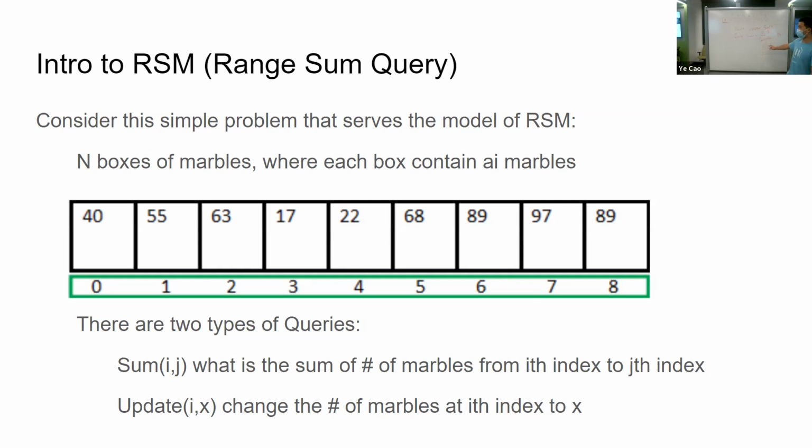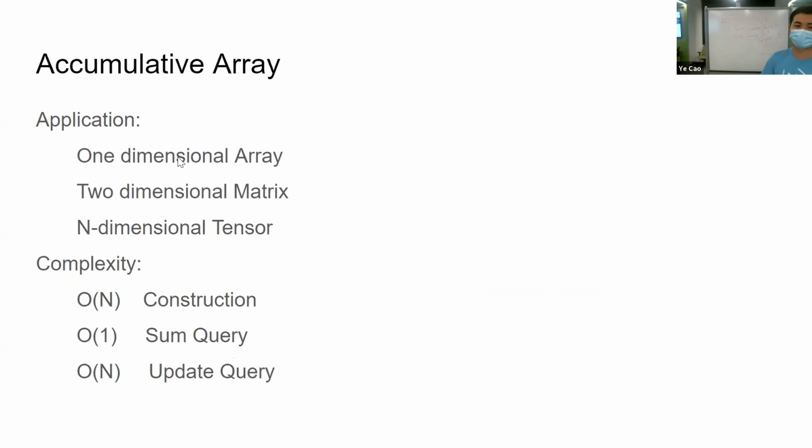So far this is the most basic solution we have, but we're going to build from this part. The first solution is called an accumulated array. Before I dive into this part, anyone know what an accumulated array is? Okay, good. Let's say what an accumulated array is mathematically. You can define the accumulated array in this way.